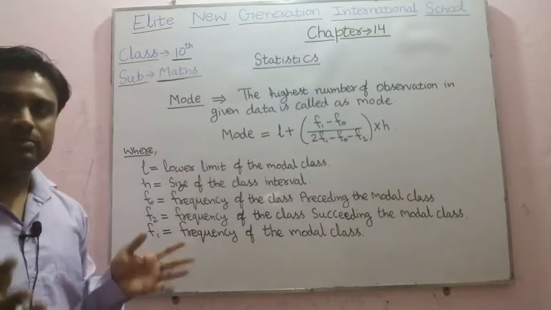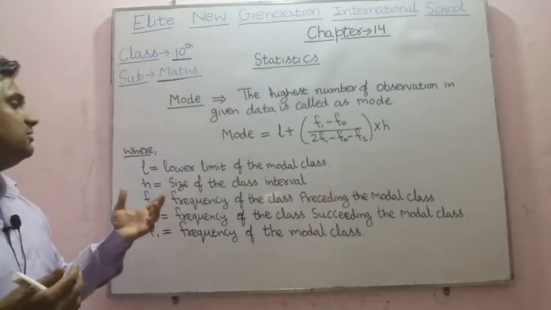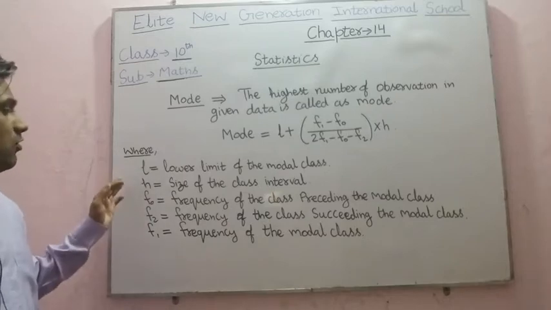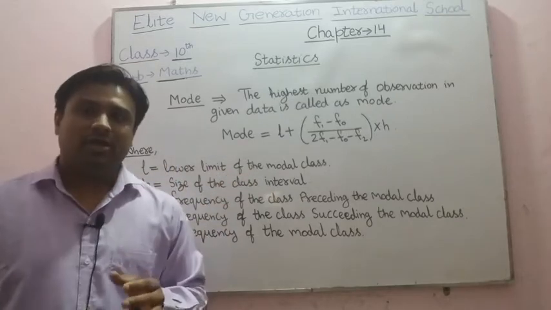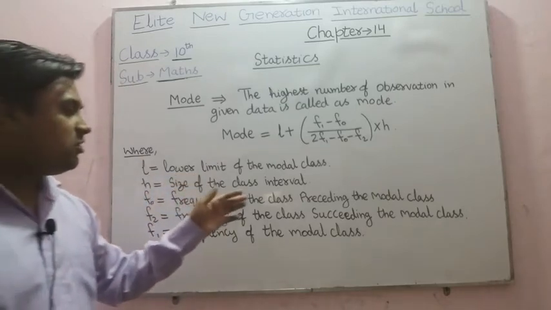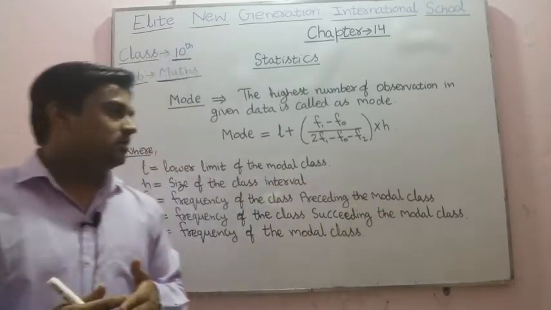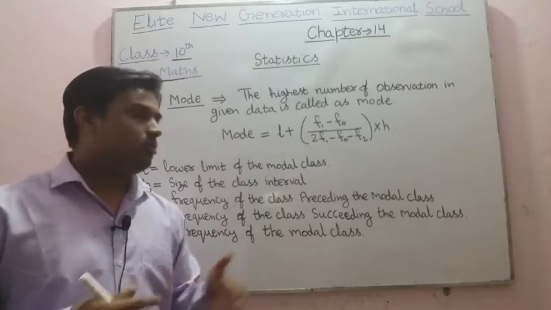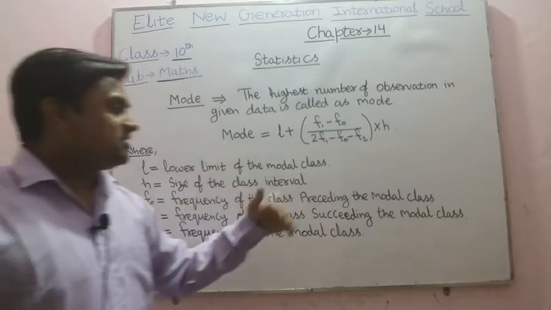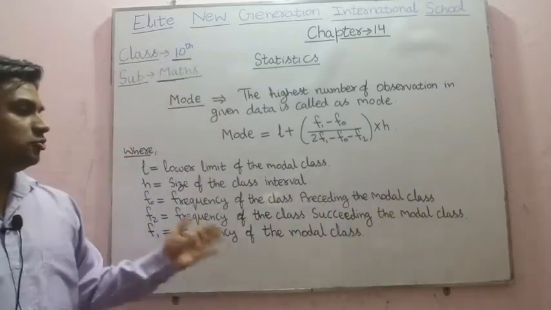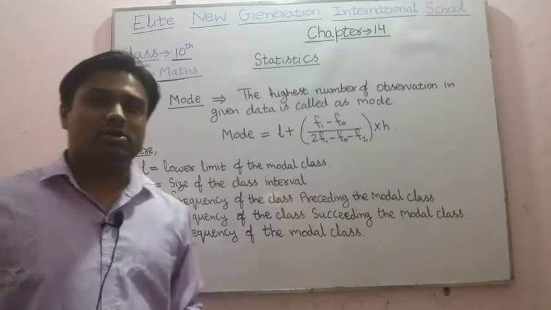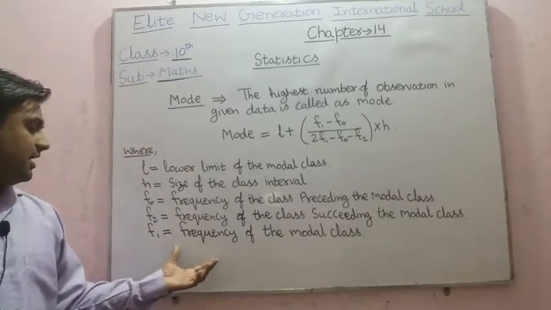In this we are given one table. From that table we have to see which will be the modal class, and the lower limit of that modal class will be L. H is the size of the class interval, and all the class intervals should have equal size. f0 is the frequency of the class preceding the modal class, that is, the class before the modal class. f2 is the frequency of the class succeeding the modal class, meaning the next class to the modal class. f1 is the frequency of the modal class.